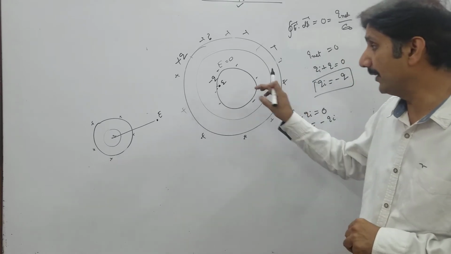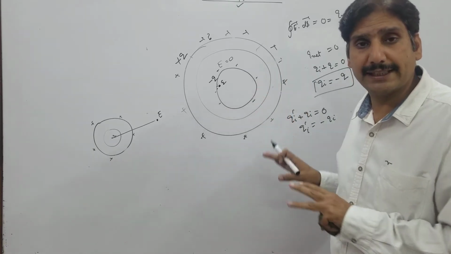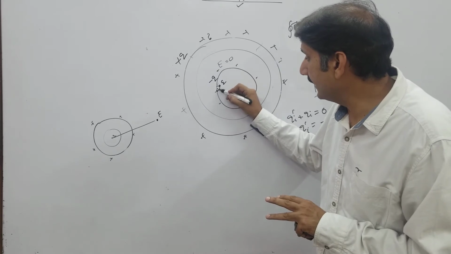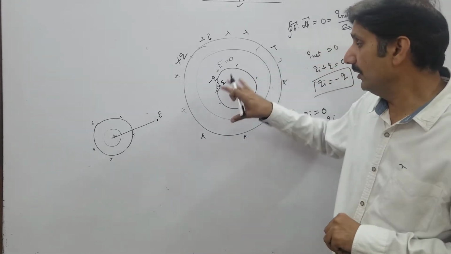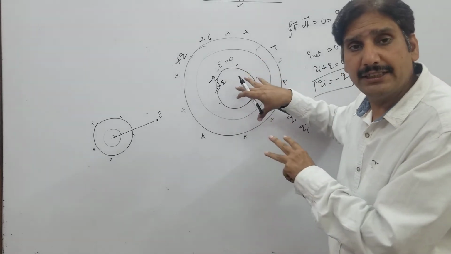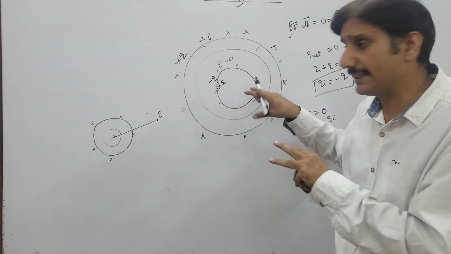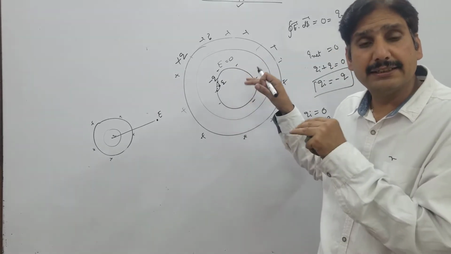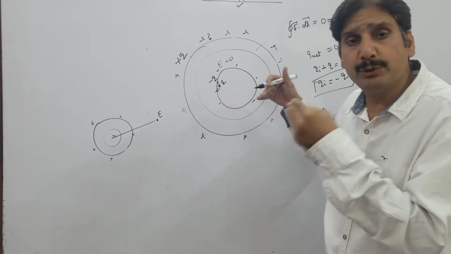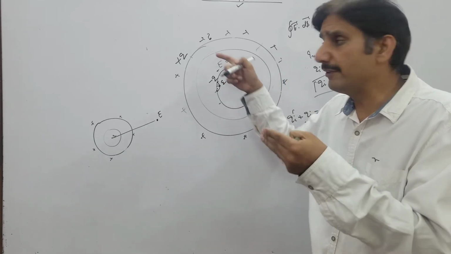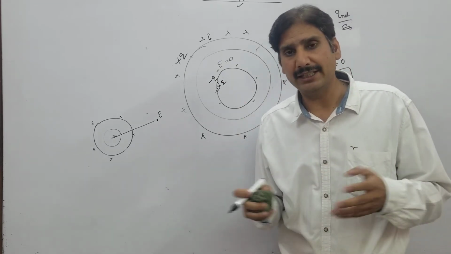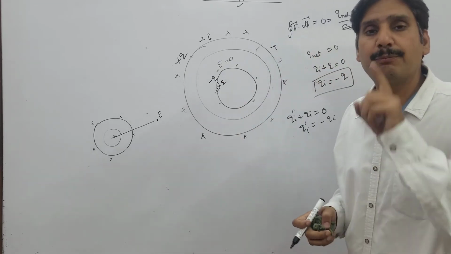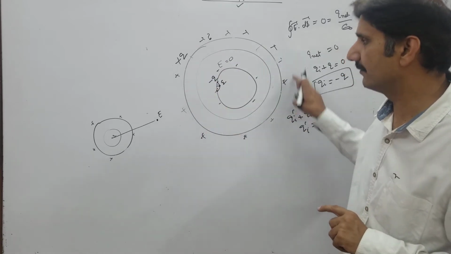That means the flux lines, whatever those flux lines were there, they are getting terminated right over there. So the effect of that inner cavity is not visible as long as its position is concerned. The effect of the position of that inner charge would not be visible on the outer surface, and outer surface charge would remain uniformly distributed provided the surface is uniform.